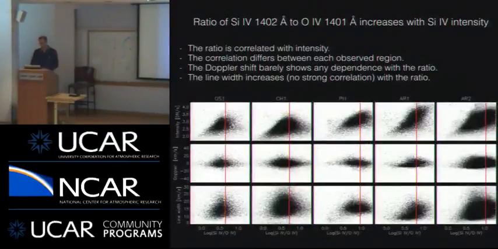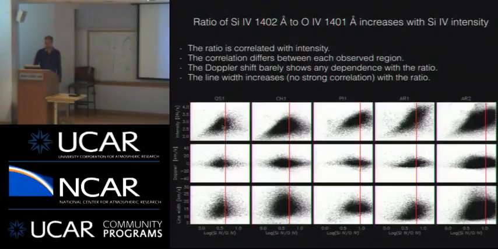Another way to plot this is doing these 2D histograms, where I'm plotting the intensity in the vertical axis for the top panels and the ratio in logarithmic scale in the bottom panels. And these are for the different targets: quiet sun, coronal hole, plage, active region, and the flaring one. All of them show more or less the same correlation, meaning that the ratio increases with intensity.